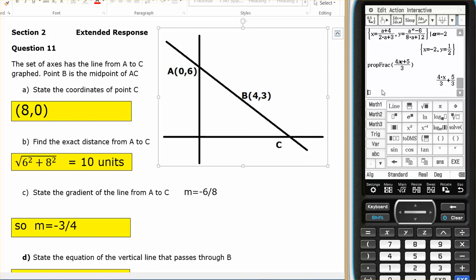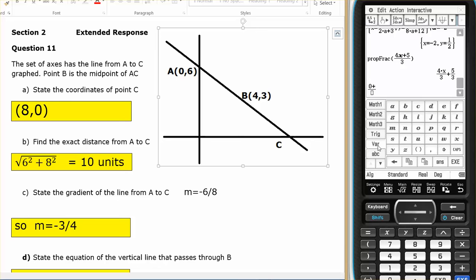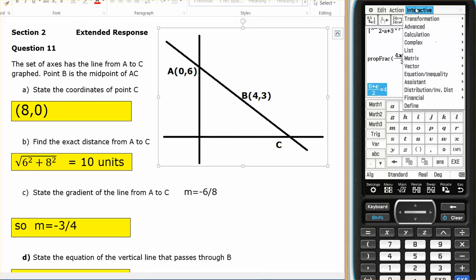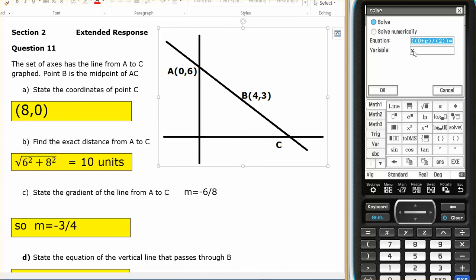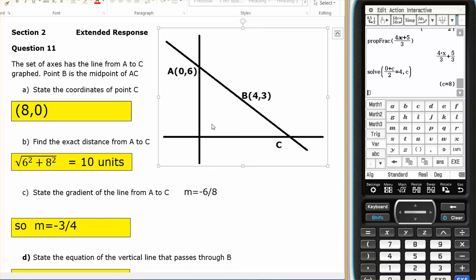The other thing that I could do is if I say that the coordinate down here is C, then I know using the midpoint rule that I add the two x coordinates together, 0 plus C divided by 2 has to equal 4, because 4 is the midpoint, there it is there. And if I solve that for C, I get C equals 8. So that's okay, I'm comfortable with that.